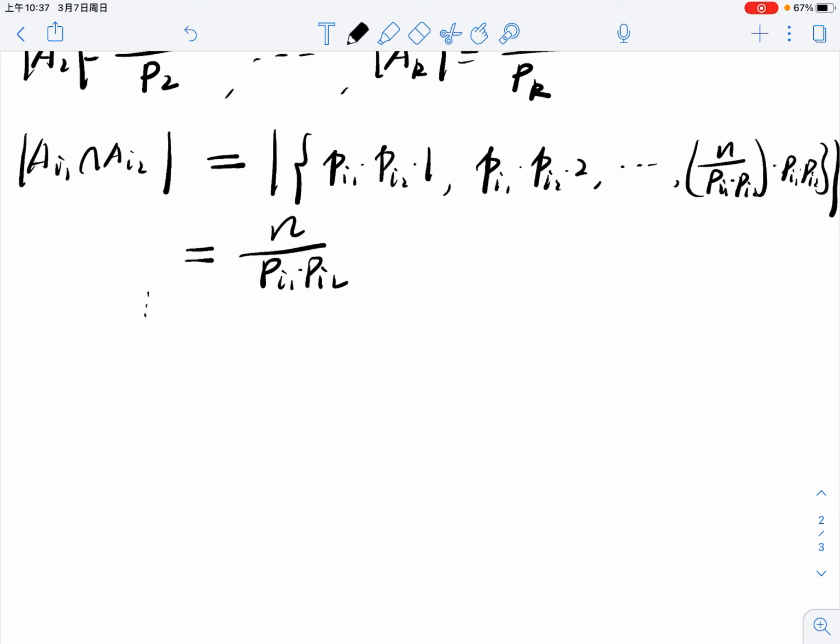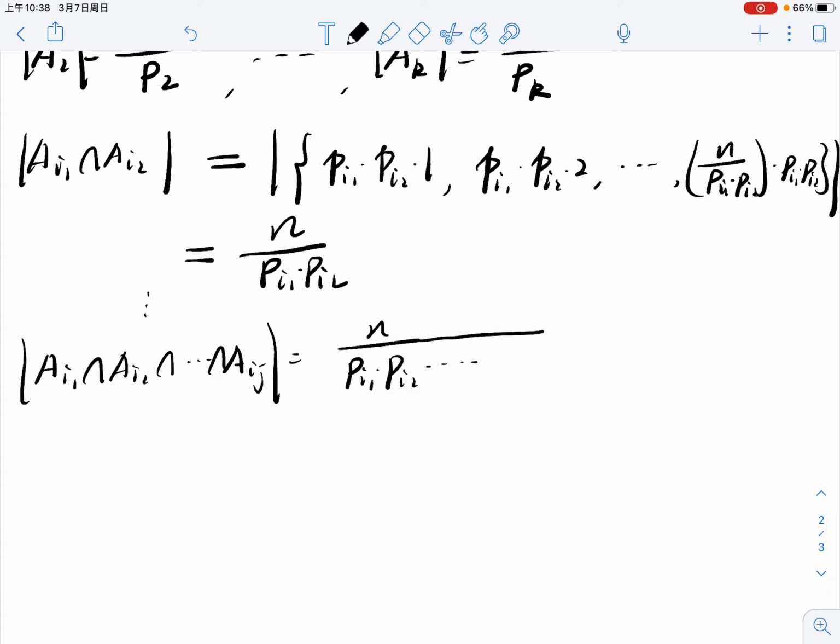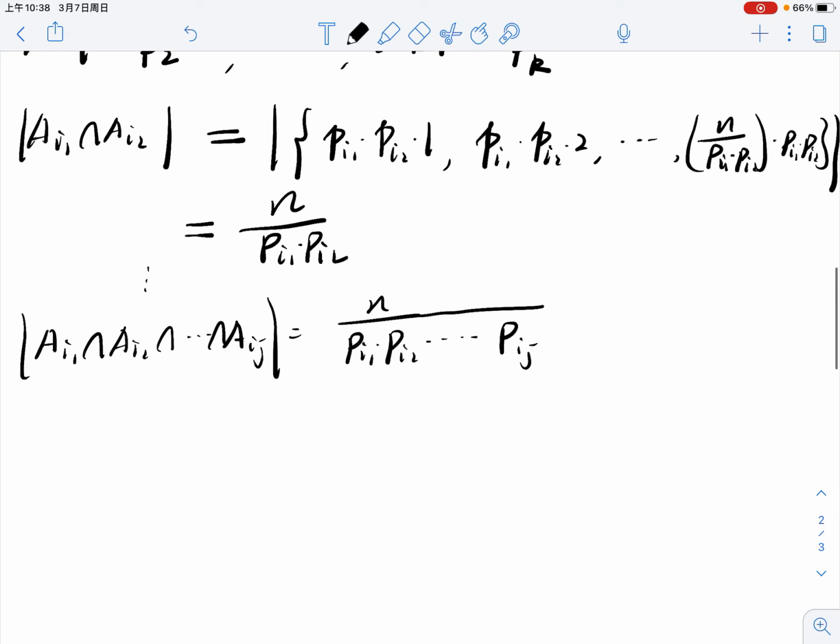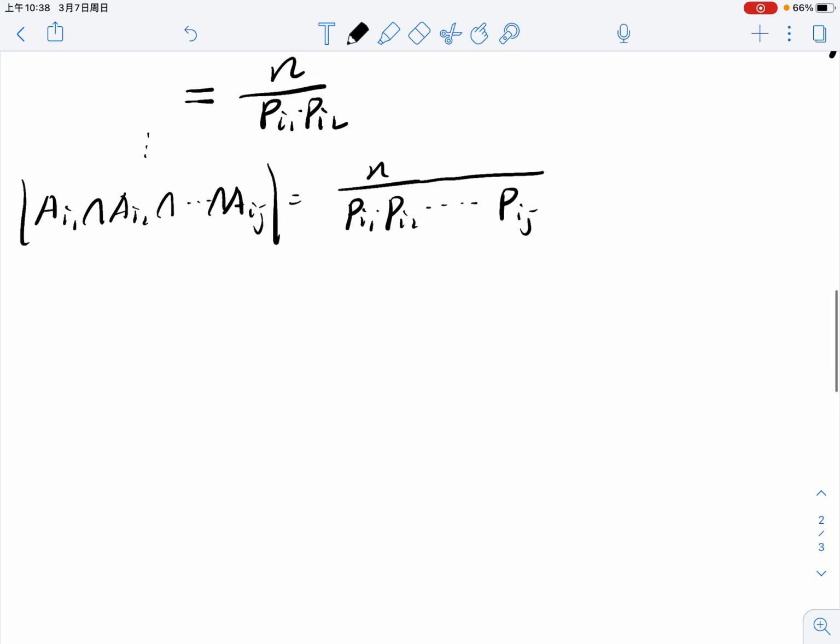And similarly, for an arbitrary intersection, you will have the formula for its cardinality. It's n divided by the product of all the corresponding primes.